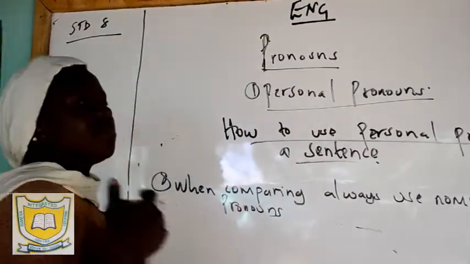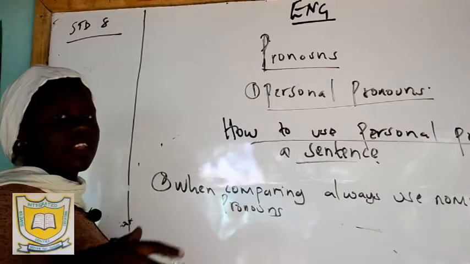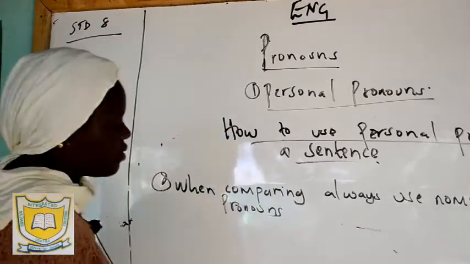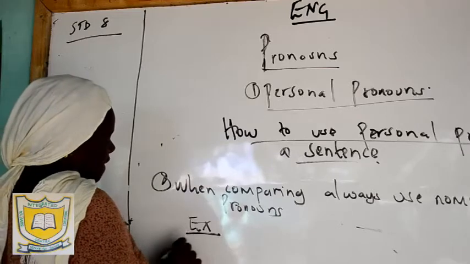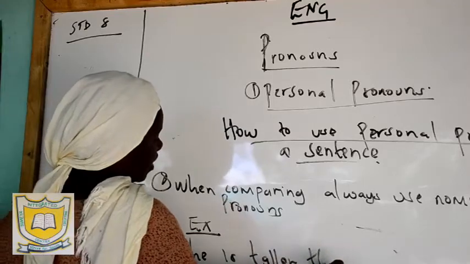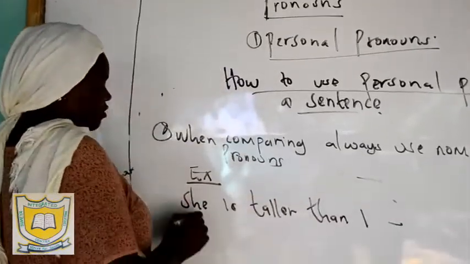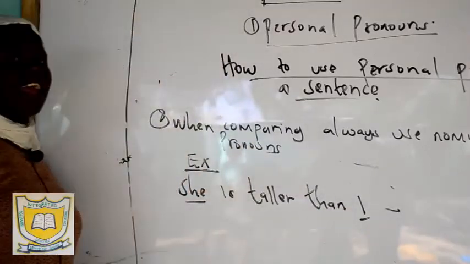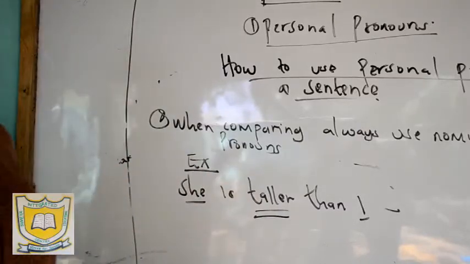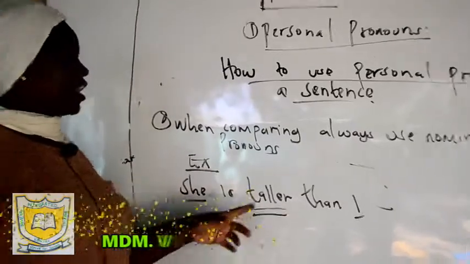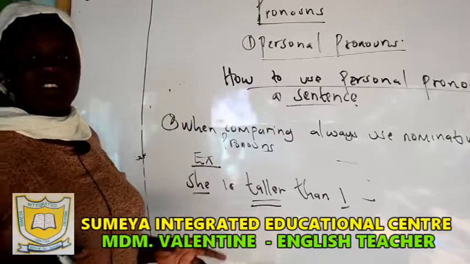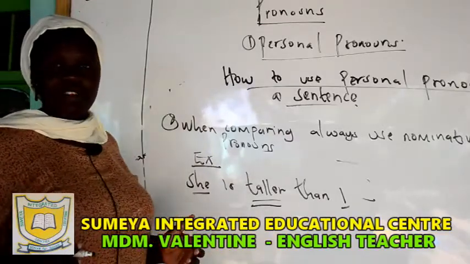When I talk of comparing, it's simply the comparative degree of adjectives. Now, when comparing, always use the nominative pronouns. Example in a sentence, you can say, she is taller than I. So I have she, and then I have I. Why am I comparing? Comparing is simply the comparative degree of the adjective. So you have, she is taller than I. When comparing, always use the nominative pronoun.